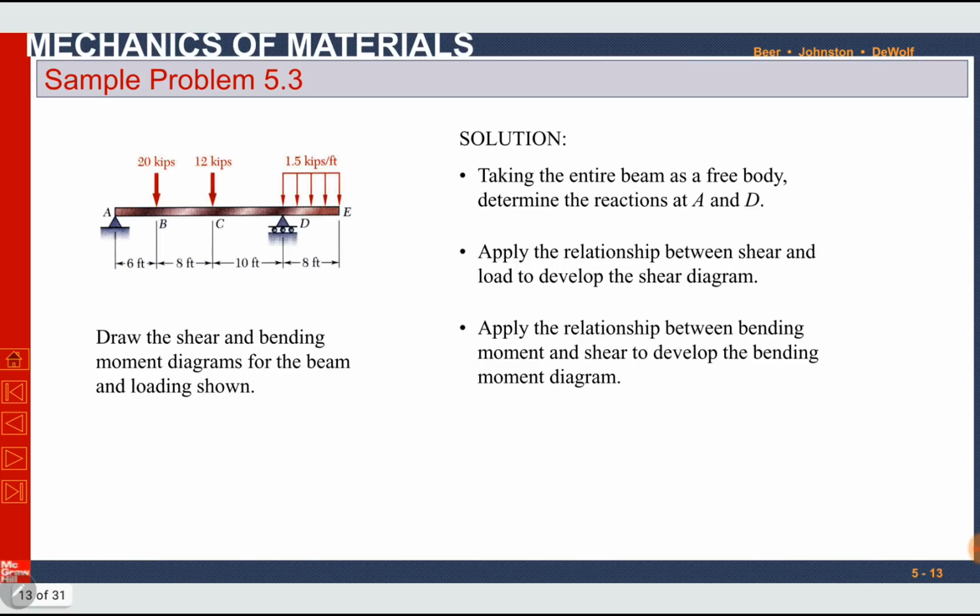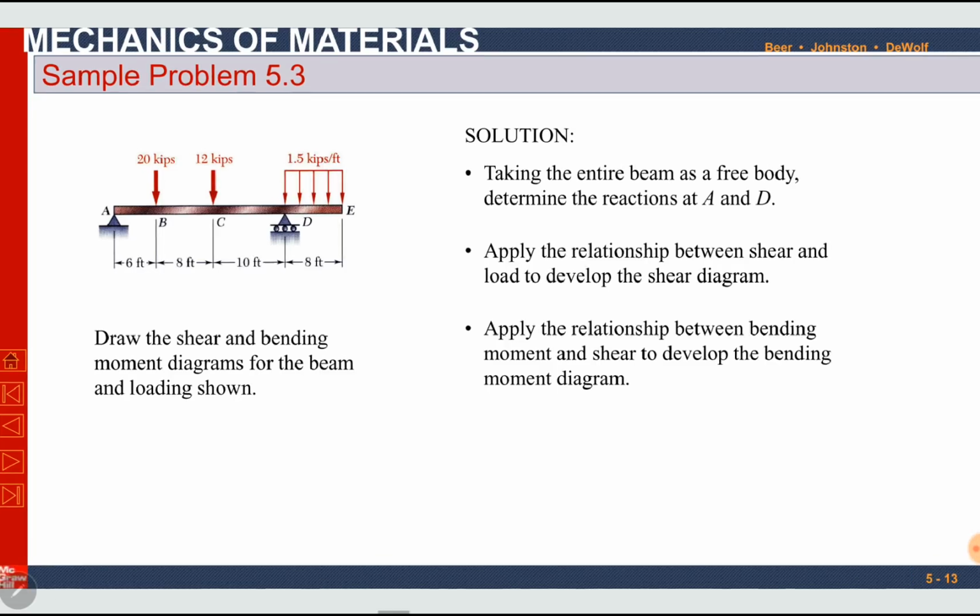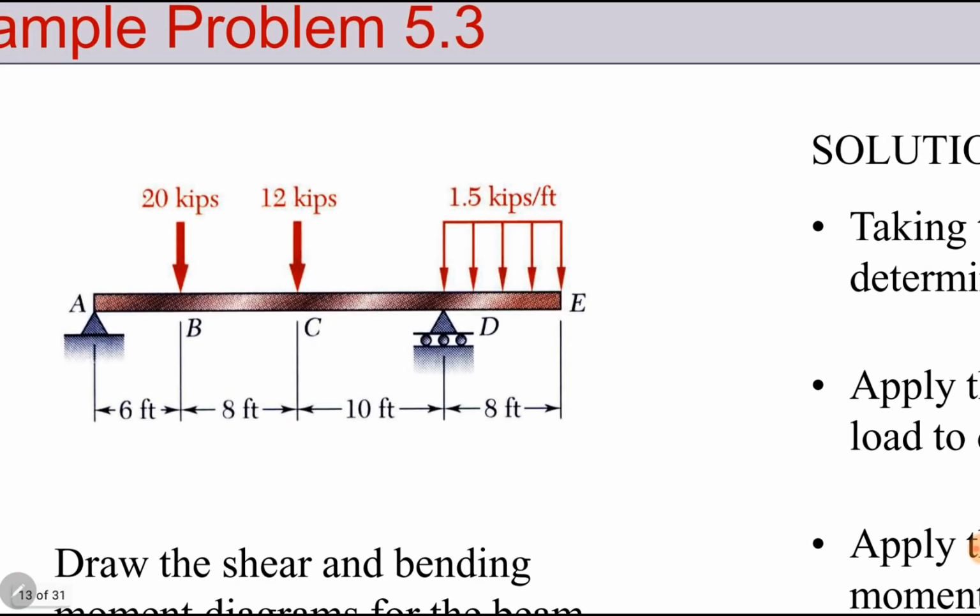So we will move towards our sample problem. Draw the shear and bending moment diagrams for the beam and loading shown. In this beam, we have two concentrated forces at point B and C, each 12 kilopounds. Then a distributed force between D and E, which is 1.5 kilopounds per feet. And there are two reaction forces, one at point A and the other at point D.